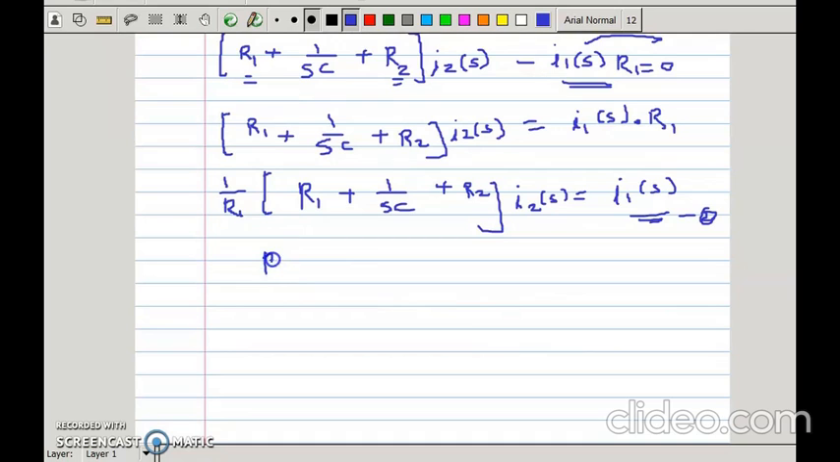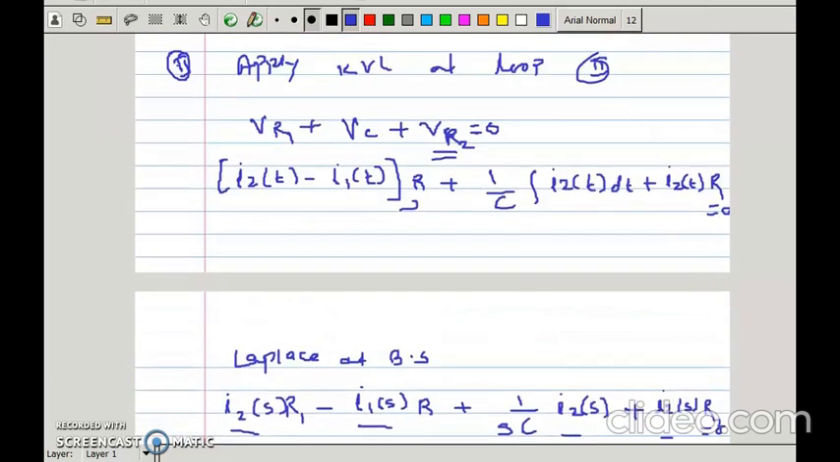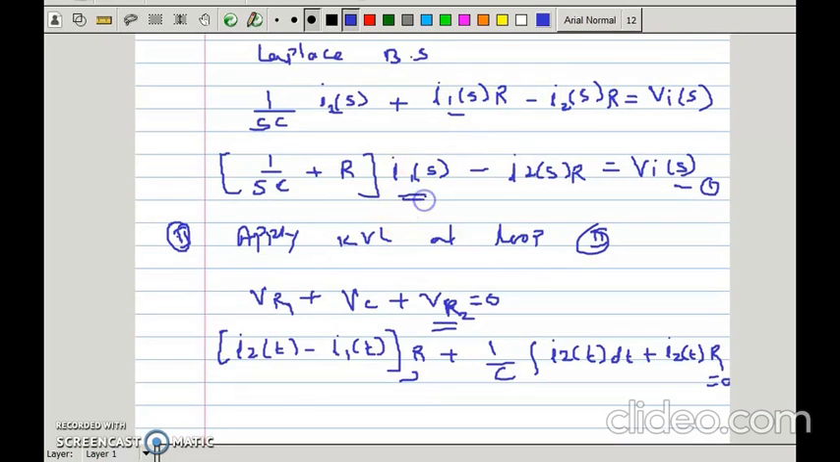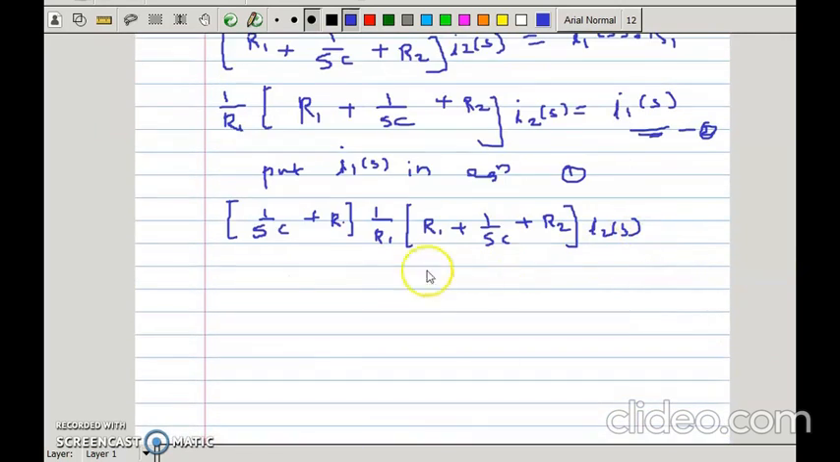Put I1 of S in equation 1. What is equation 1? Equation 1 is 1 upon SC plus R times I1. So the I1 value is this one: 1 upon R1, times R1 plus 1 upon SC plus R2, times I2 of S. This is the value of I1. I'm just putting this I1 value, as we got in equation number 2, and minus I2 of S R1 is as it is, equal to Vi of S.